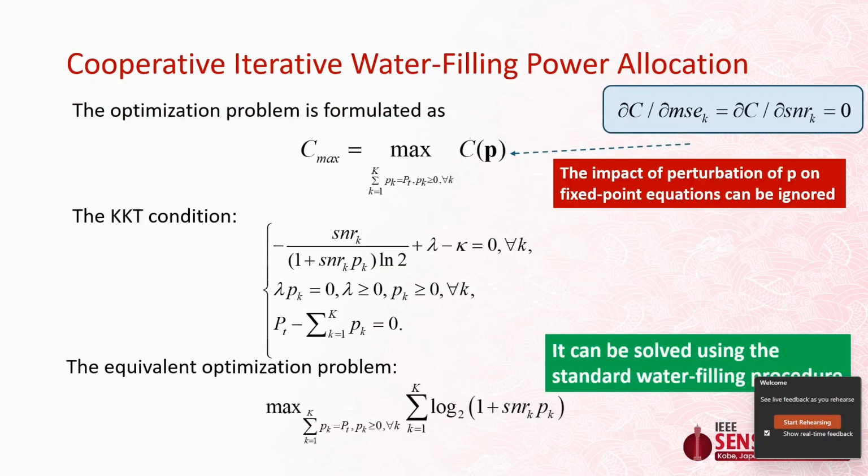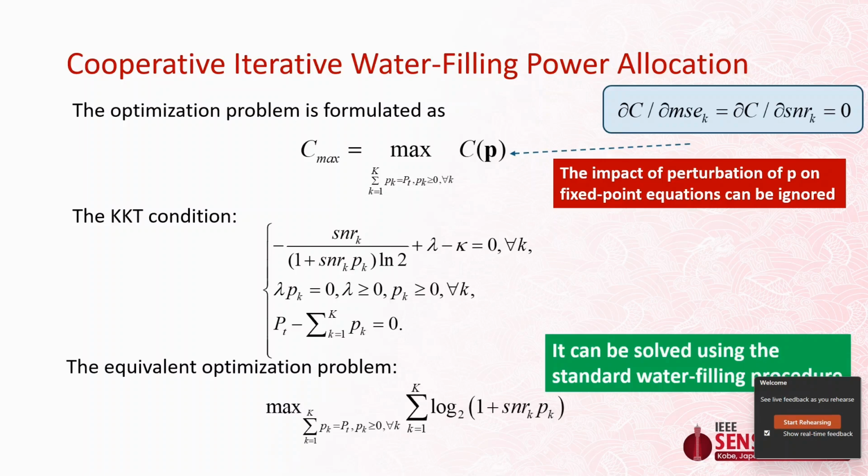Obviously, the average capacity is a function with respect to the transmit power P. We attempt to optimize the average capacity by employing a suitable PA in source nodes. This is an optimization problem as shown in the slide.